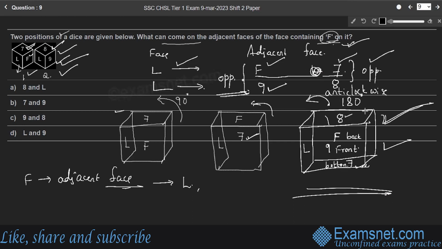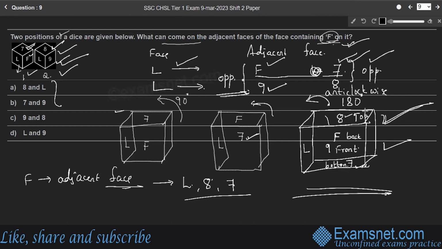We can tell 8 is the adjacent face because 8 is the top face, F is the back face. So top and back are adjacent faces, right? So L and 8. Can we take 7 also? Yes, 7 is the bottom face. Therefore, we can take 7 also as an adjacent face. L, 8 and 7 are adjacent faces.